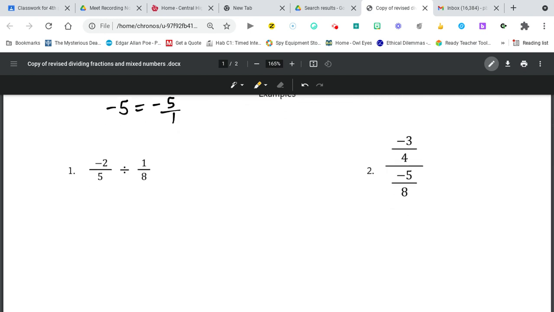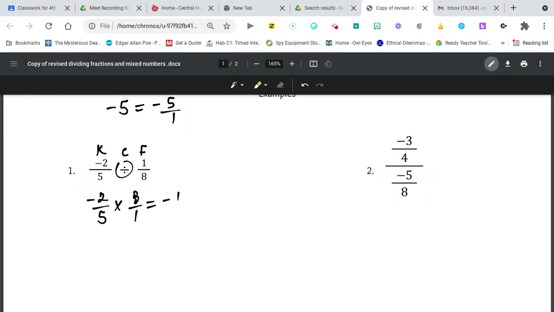Okay, let's take a look at number 1. I don't see any mixed numbers, so I don't worry about that. So I'm going to keep, change, and flip. You only keep, change, flip on division of fractions. Please don't do it on multiplication. So we have negative 2/5. We're going to change this to times and flip 1 over 8, making it 8 over 1.